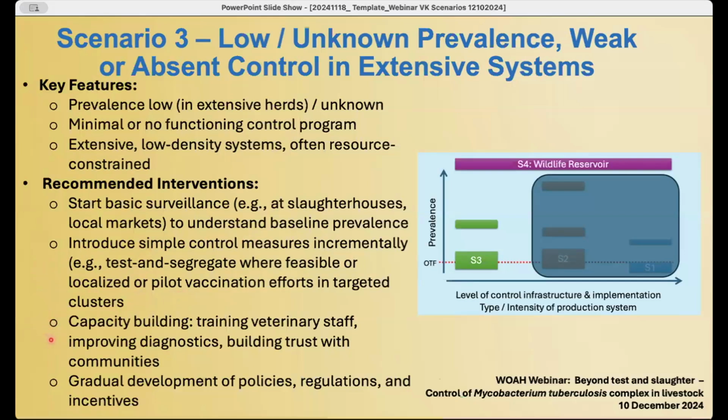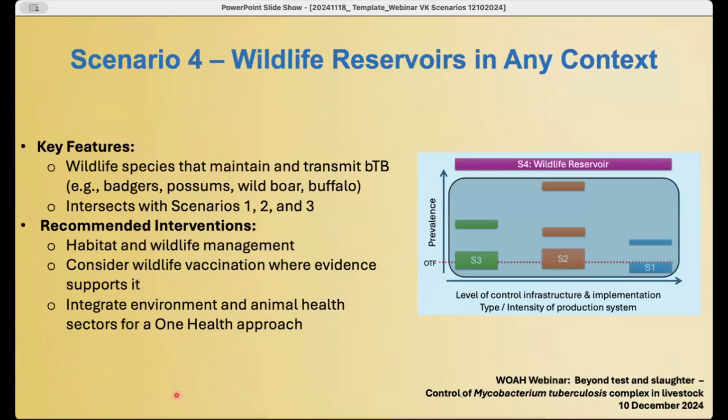There's a strong need, regardless of the system, scenario 1 or 2, for capacity building, particularly training veterinary staff and improving diagnostic capabilities, and then building trust with the communities. The issue with bovine tuberculosis is that it manifests itself over a long period of time, and it's this silent disease which will, before you know it, spread pretty quickly. Again, it's the gradual development of policies, regulations, and incentives in these scenario 3 countries.